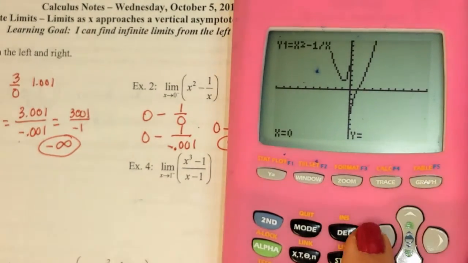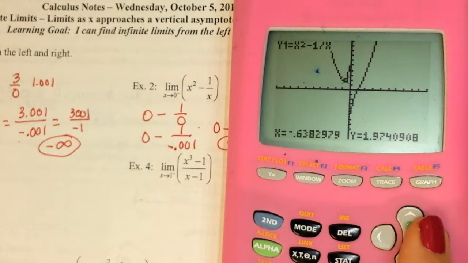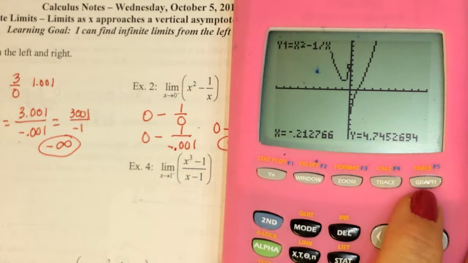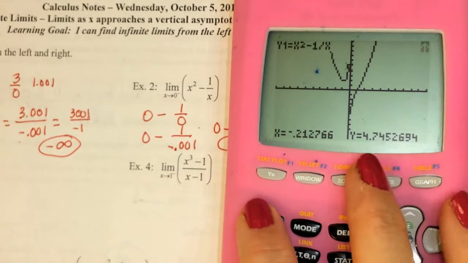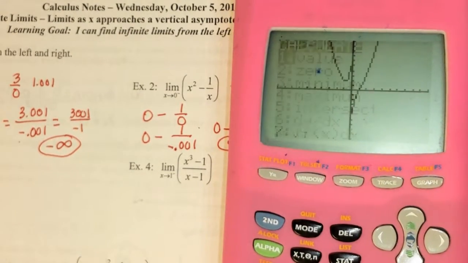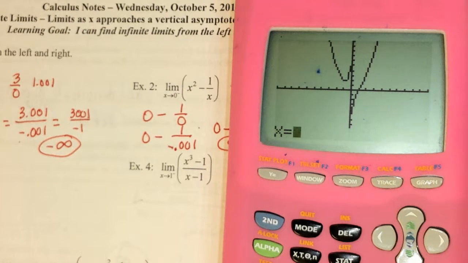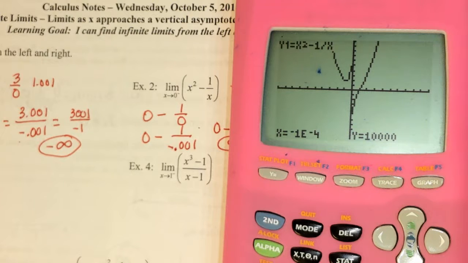If I hit trace, and I want to get really, really close to 0, but on the negative side of it, so I'm kind of tracing it. Okay, I can't get in there close enough. So I'm going to check something that's really close to 0 from the negative side, negative 0.001, and see what it's telling me. That the function is going up to infinity. So I can double check that, and I can see that that is correct.